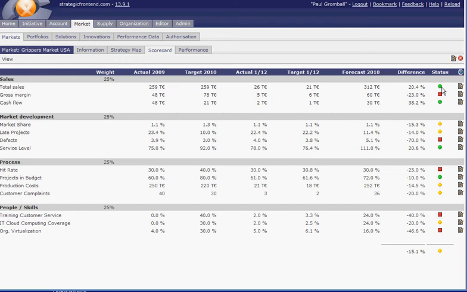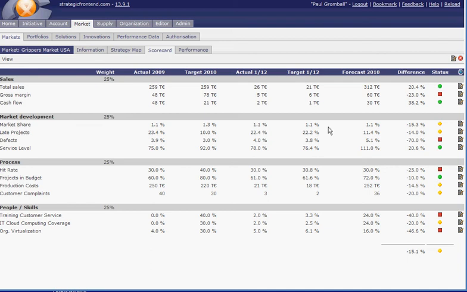So the green thing is, of course, you are above target, which is good. The red one is, if you continue this way this year, you will not achieve the yearly target of the strategy. And the yellow one is a little bit below, but you have to watch it very carefully. And here you have the overall assessment of this kind of scorecard.